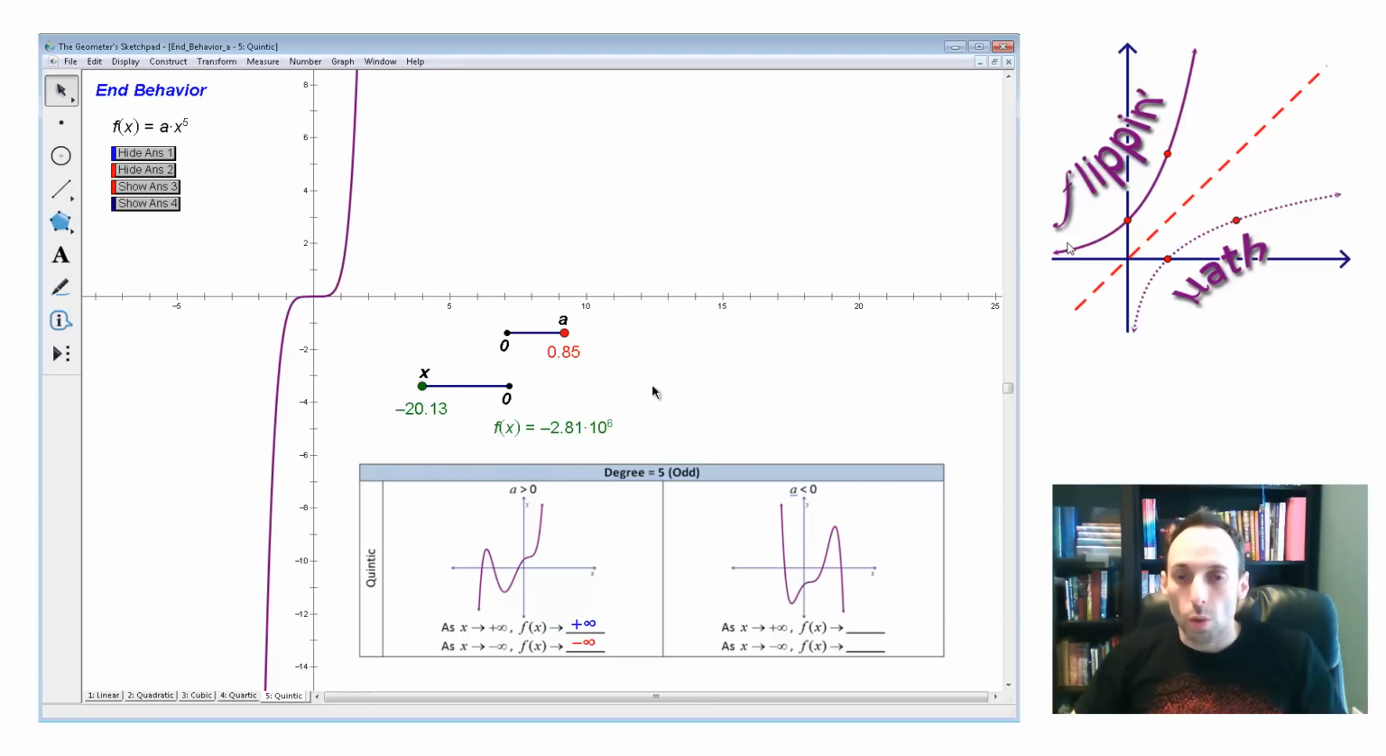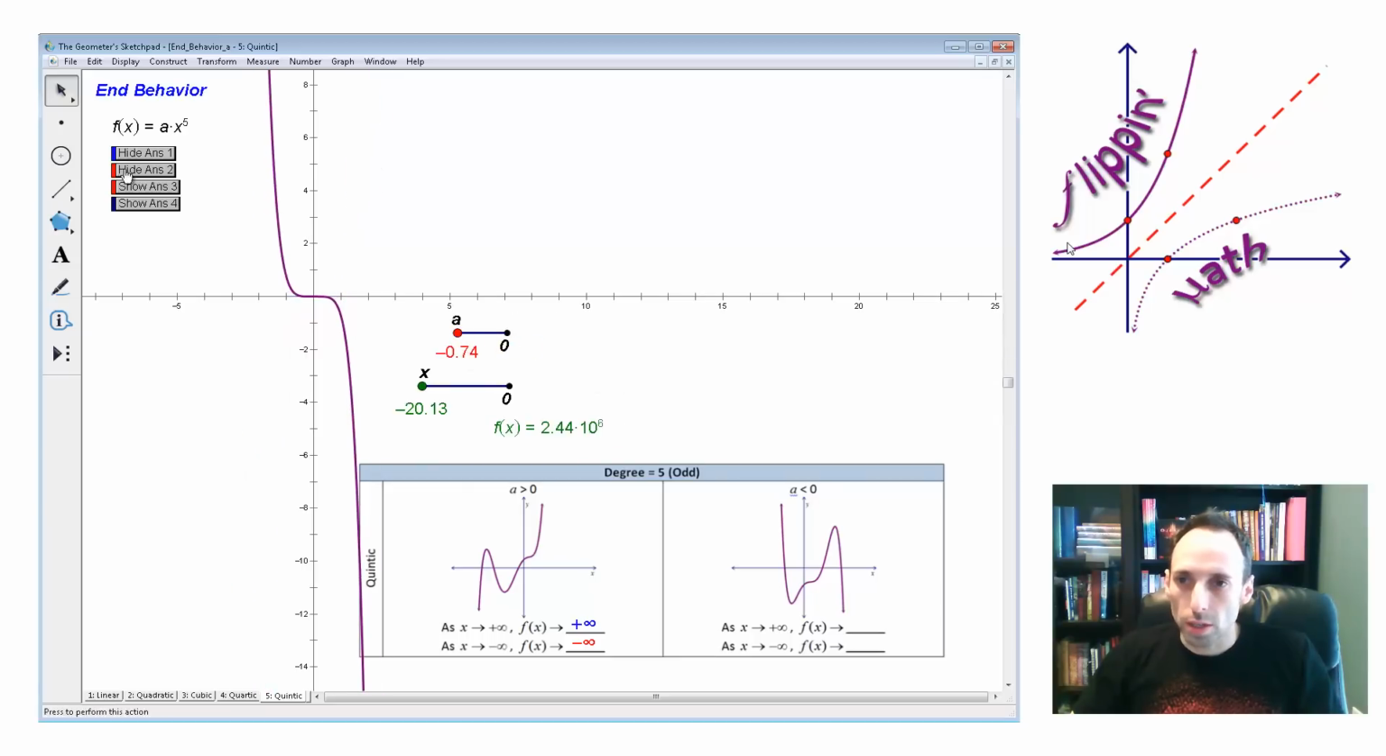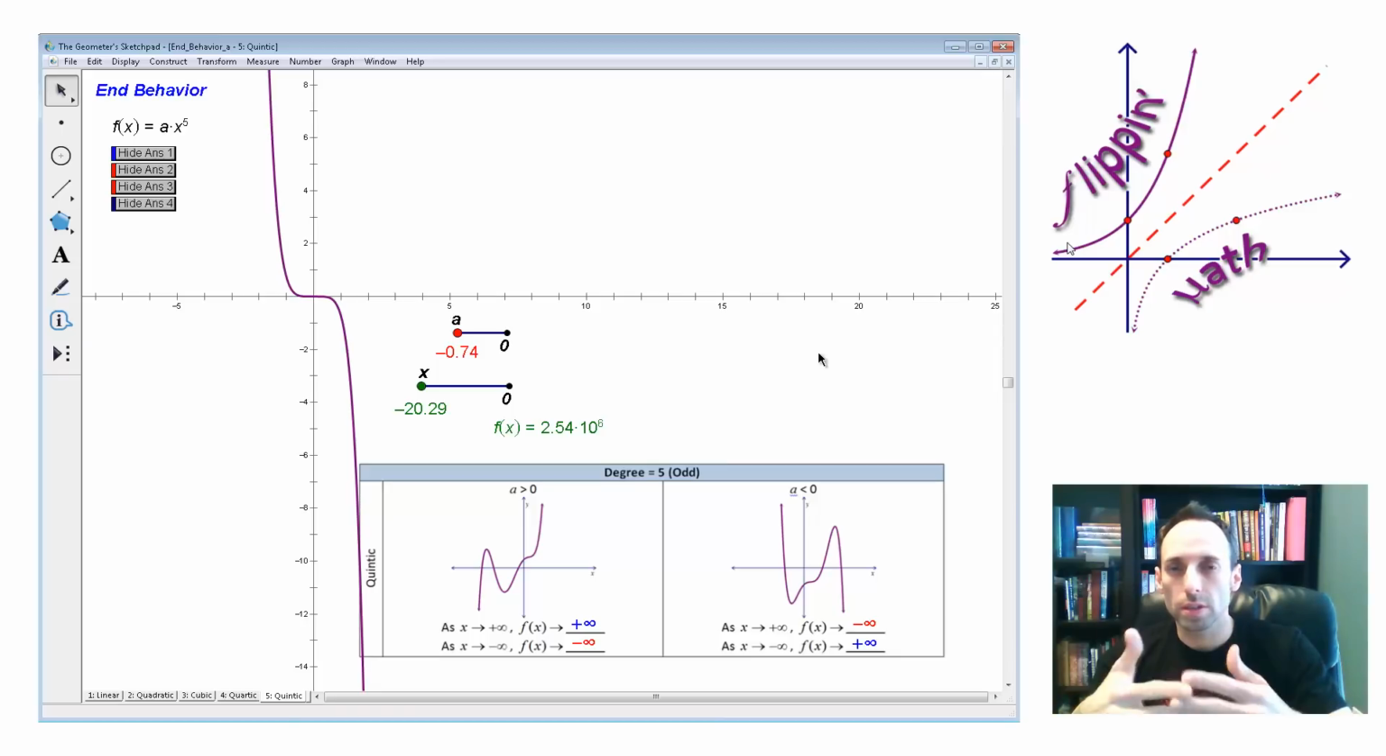All right, one more here. Let's just make it negative. Let's hurry this up. Okay, so as x goes to positive infinity, f of x is going down. It's going to negative infinity. As x is going to the left to negative infinity, f of x is, no, it's going up. It's going to positive infinity. The end. Okay, so let's go back to the slideshow. Let's put it all together and summarize it for even and odd functions.